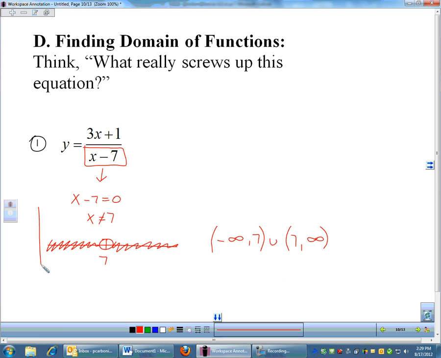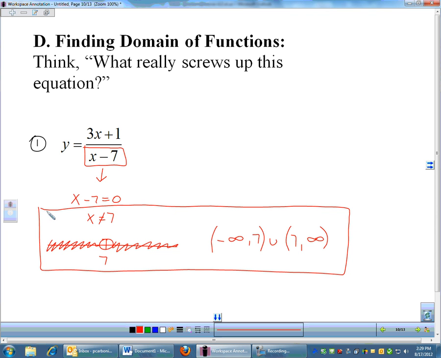So for now, until we get really familiar with interval notation and we're real comfortable with it, I would accept any of those: x is not equal to 7, the number line, or interval notation.